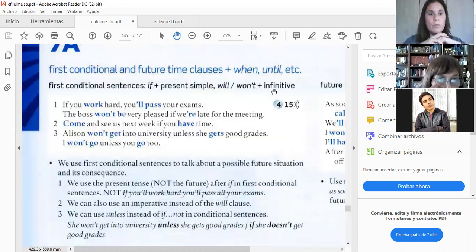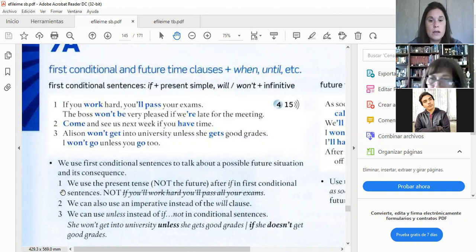So, we have 2 examples. If you work hard, you will pass your exams. The boss won't be very pleased if you're late for the meeting. Marta, can you read example number 2 and the theory explanation? Yes. Come and see us next week if you have time. We can also use an imperative instead of the will clause.